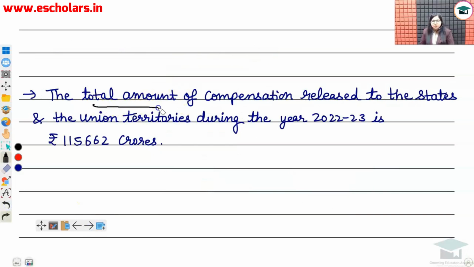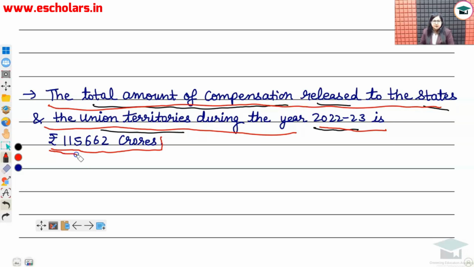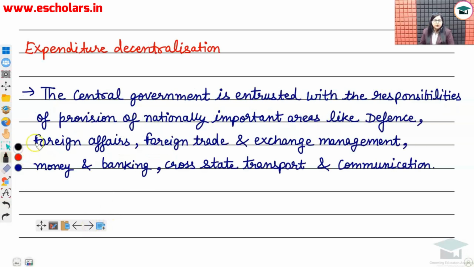Now students, let's talk about the total amount of compensation which is released to the states and union territories during the year 2022 to 2023. So the amount was rupees 1,15,662 crores. So let's recall it. The total amount of compensation released to the states and the union territories during the year 2022 to 2023 is rupees 1,15,662 crores. Now students, we will talk about the expenditure decentralization.